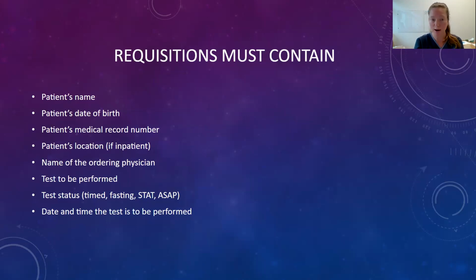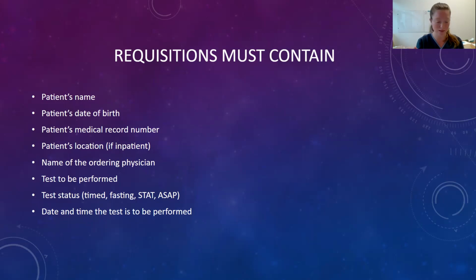All requisitions are required to have certain information, and this list here is that. And there's some additional information that can be added to certain lab requisitions, and I'll touch on that a bit. But all lab requisitions must contain the patient's name and date of birth, the patient's medical record number, the patient's location if they're inpatient, the ordering physician's name, the type of test to be performed, the test status, as in is it stat, is it timed, is it fasting, is it routine, the date and time that the test is performed, and your initials.